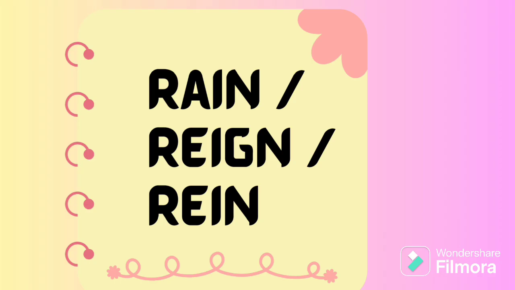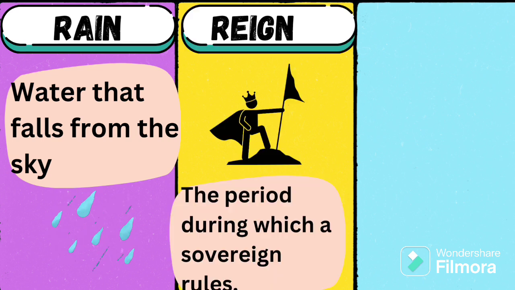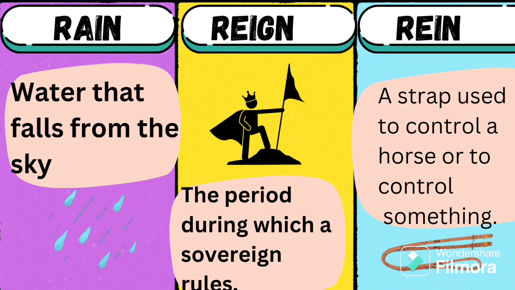Rain, water that falls from the sky. Example, the rain came down in heavy drops. Reign, the period during which a sovereign rules. Example, the king's reign lasted 40 years. Rein, a strap used to control a horse or to control something. Example, she pulled the reins to slow the horse down.